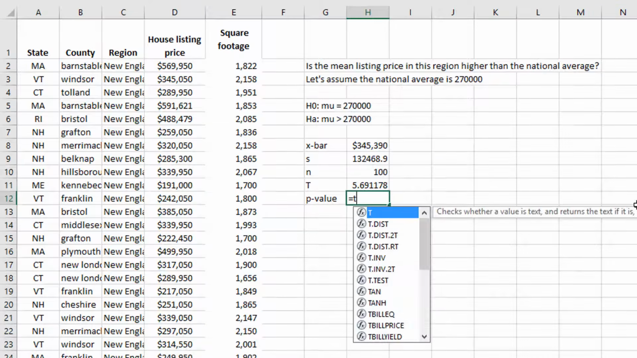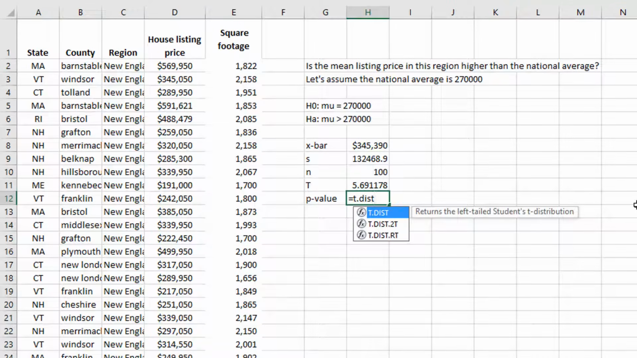I'm going to do a T.DIST.RT, a right-tailed, because I'm looking at the alternative hypothesis that the mean is greater than 270,000. Greater than means I'm doing a right-tailed test. I'm going to test how far out in the tail is 5.69. And the degrees of freedom, that's the sample size minus 1.